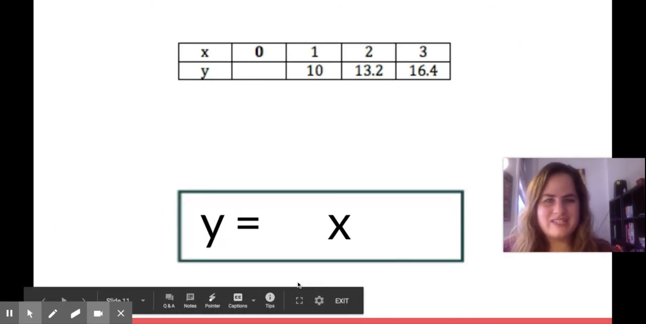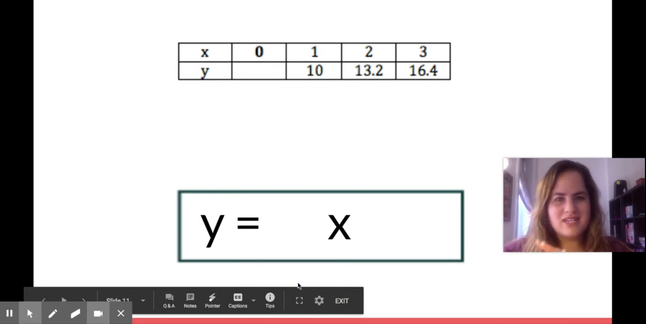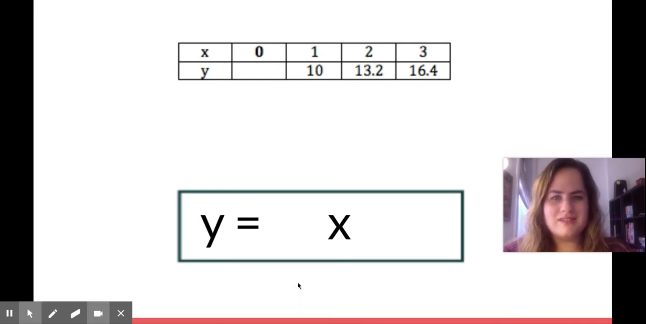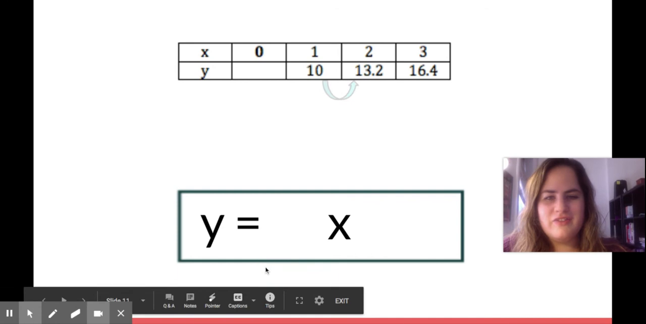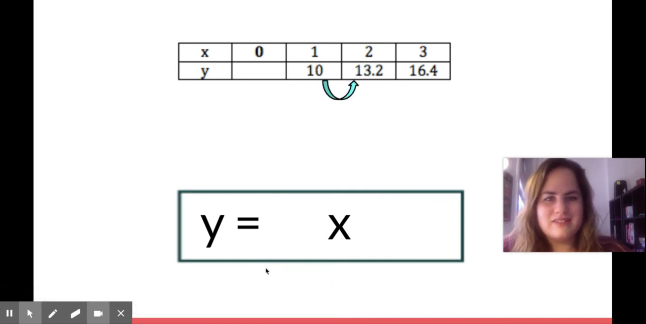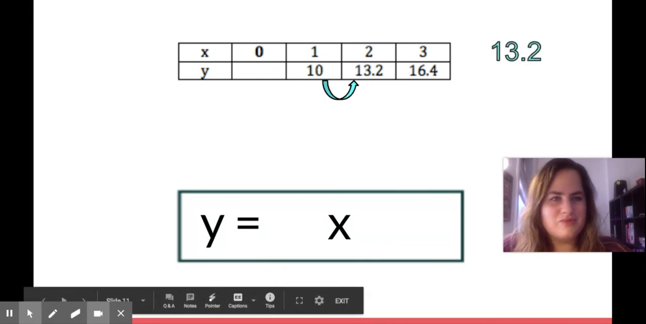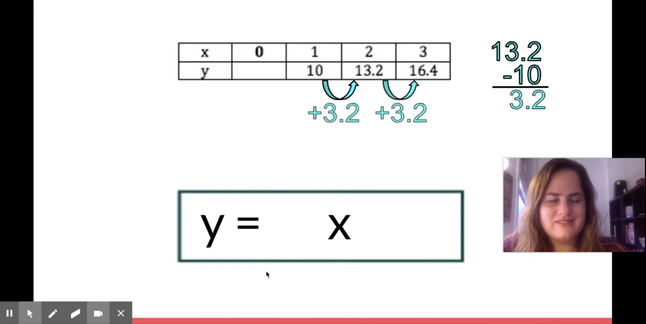So we have a table here. It looks a little scary. It's on its side, and we are still missing some information. All right, the first thing we can do is find our slope. How do you get from 10 to 13.2? Use subtraction. 13.2 minus 10, we get 3.2. So my slope is going to be +3.2.